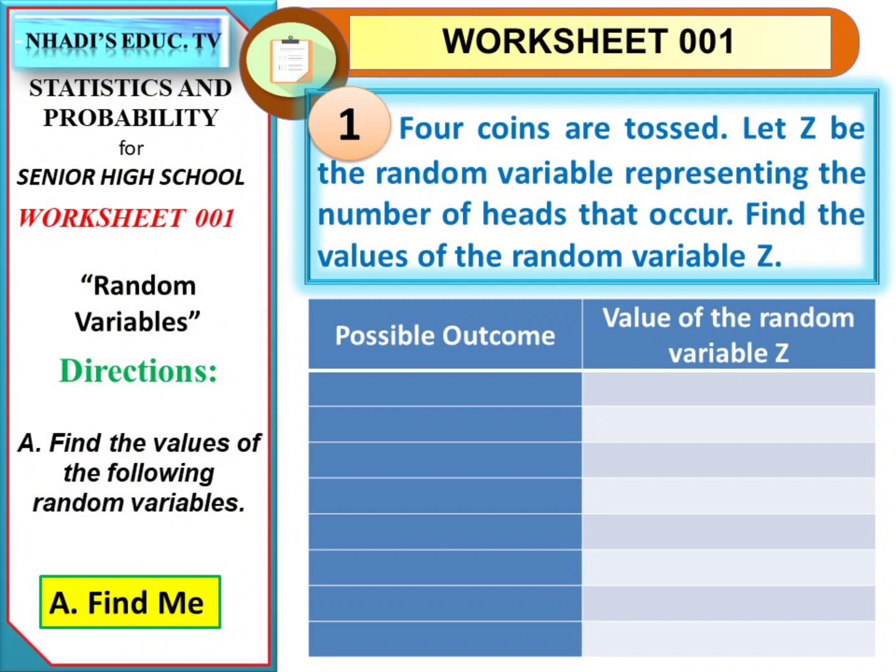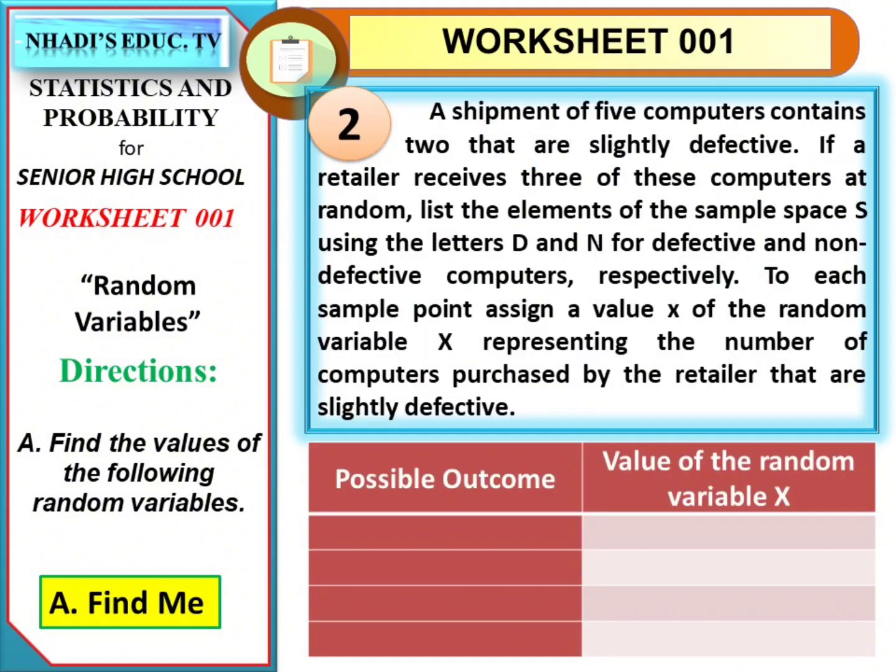So let's dive into worksheet number 1, random variables, under Find Me. Letter A, directions: find the values of the following random variables. Number 1, 4 coins are tossed. Let Z be the random variable representing the number of heads that occur. Find the values of the random variable. As you can see, we have here a table which consists of the possible outcomes and the value of the random variable Z.